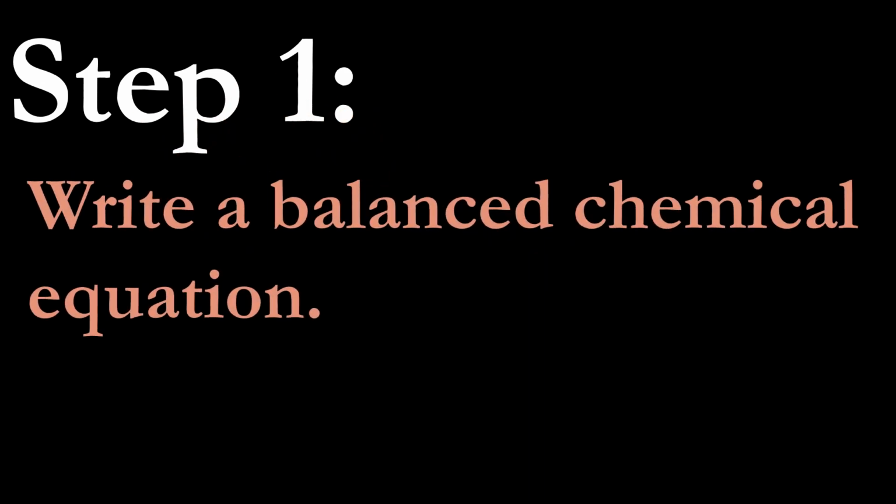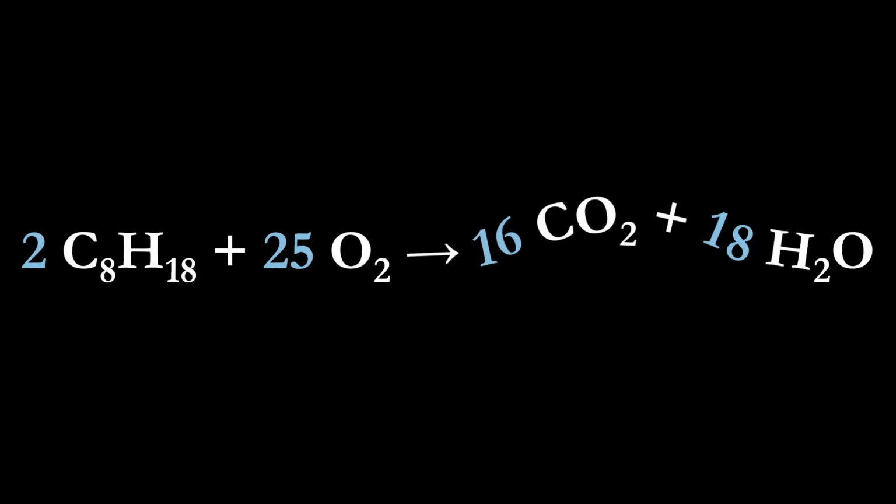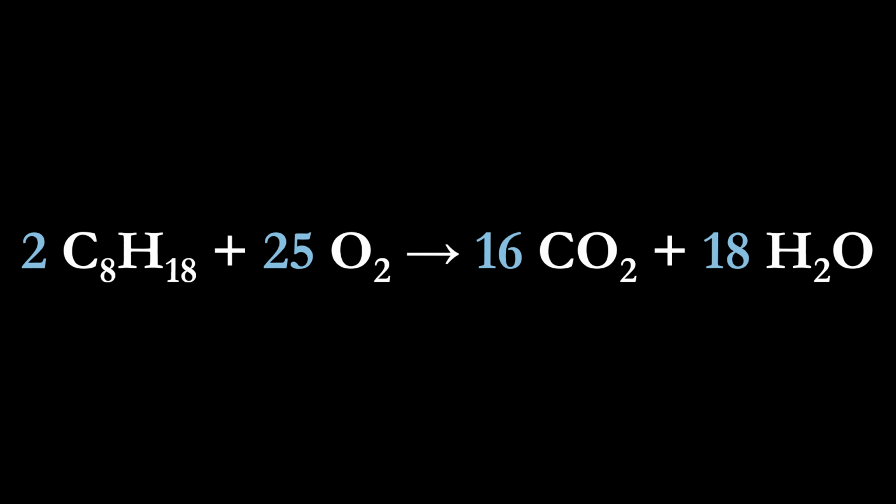The first step is to write a balanced chemical equation. And here is the result. As you can see, you need 2 moles of octane to react with 25 moles of oxygen gas to produce 16 moles of carbon dioxide gas and 18 moles of water vapor.